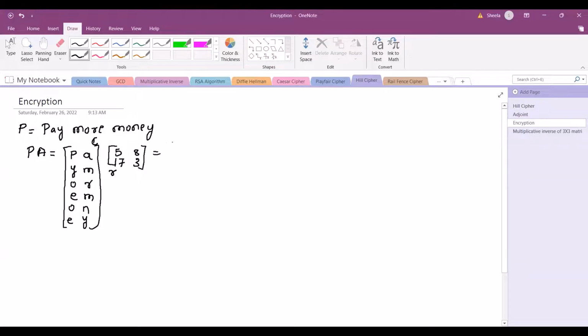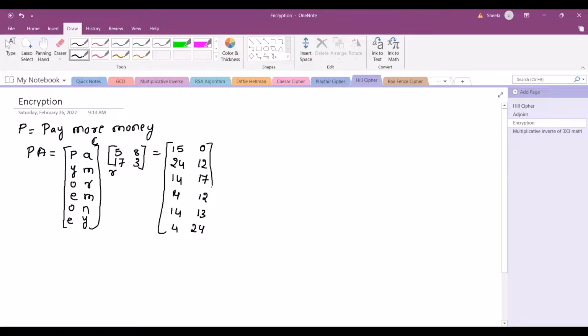Now I need to express these letters in terms of numbers. The number for P is 15, A is 0, Y is 24, M is 12, O is 14, R is 17, again O is 14, E is 4, M is 12, O is 14, N is 13, E is 4, Y is 24.